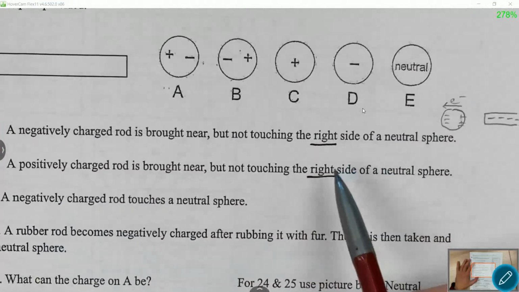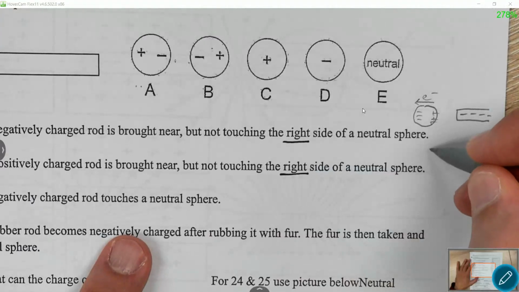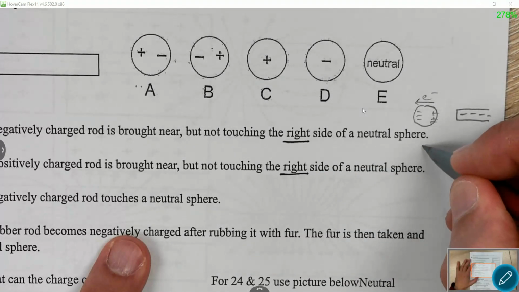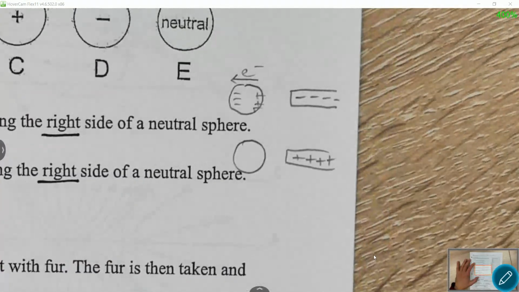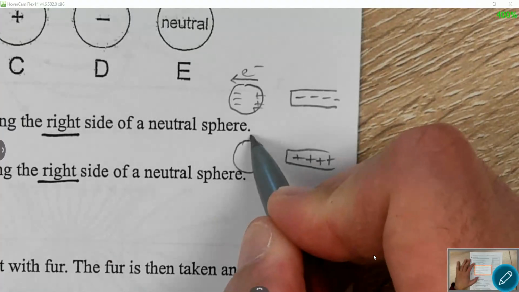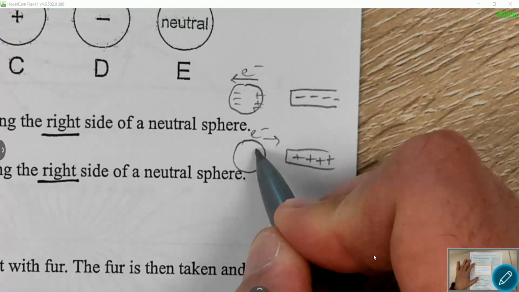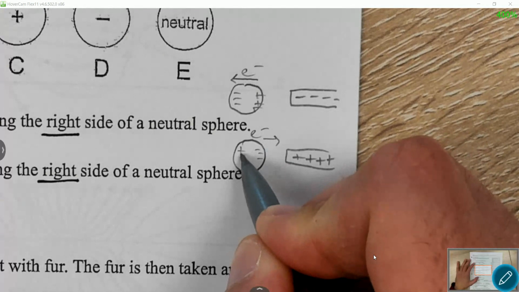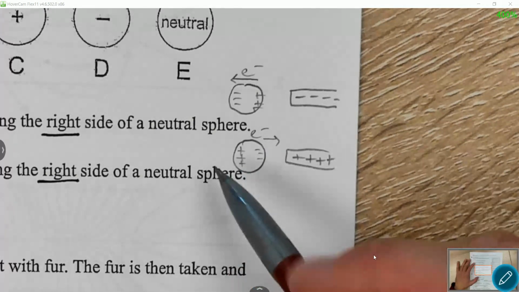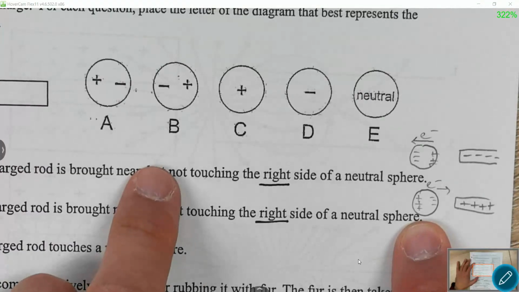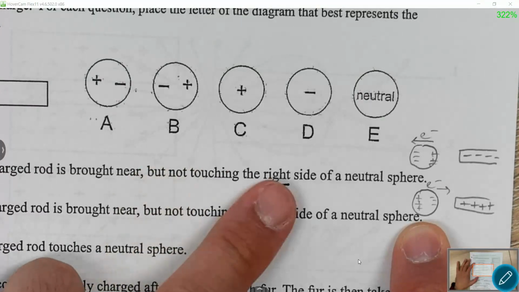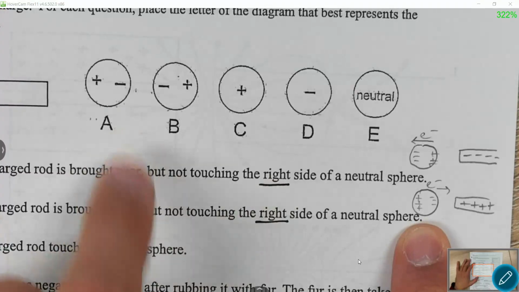Now a positively charged rod is brought near but does not touch the right side of a neutral sphere again. So now the rod this time is positive. And now the electrons in here are attracted to this, so the electrons go to this side. They line up over here, leaving the opposite side more positively charged. What picture looks most like that? A.